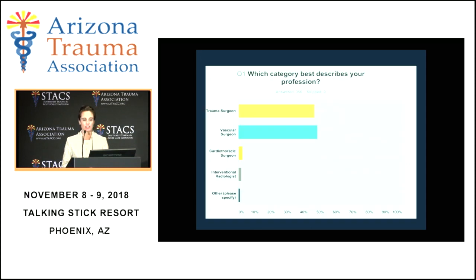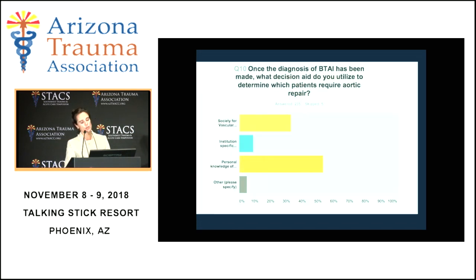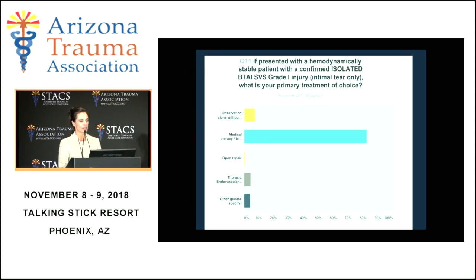And this is really just a big grab bag, trying to figure out what the contemporary management of these injuries is. So most were trauma and vascular surgeons. And really the question that came up was, once the diagnosis of blunt thoracic aortic injury has been made, how do you determine which patients actually require repair? And the most significant answer was personal knowledge and experience of this injury. It wasn't the data, it wasn't because someone said so, it was personal knowledge and experience of this injury.